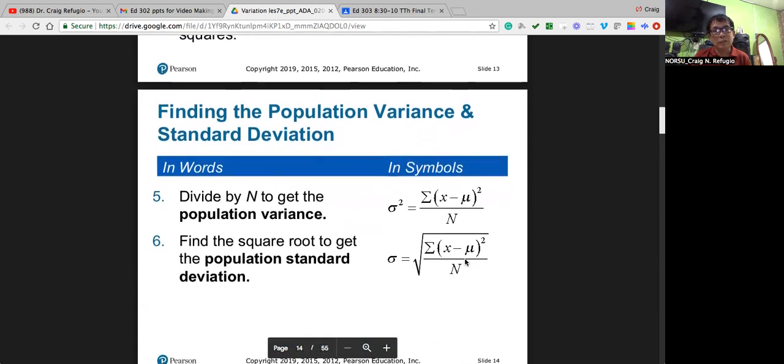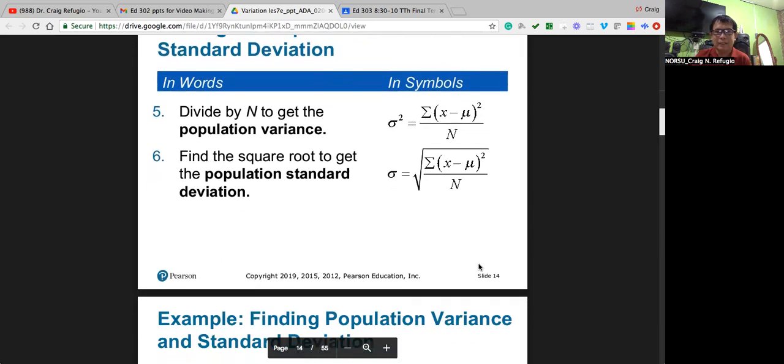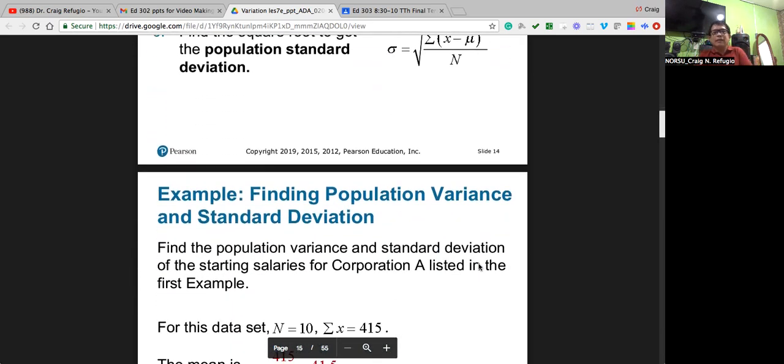Then we look up number 5: divide by capital N to get the population variance. So sigma to the second is equal to the summation of the quantity x minus mu to the second divided by capital N. Then find the square root to get the population standard deviation. Sigma is equal to the square root of the summation of x minus mu raised to the second divided by capital N. Example: finding population variance and standard deviation.